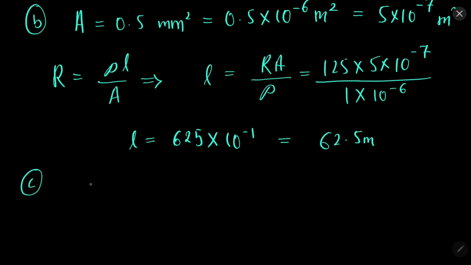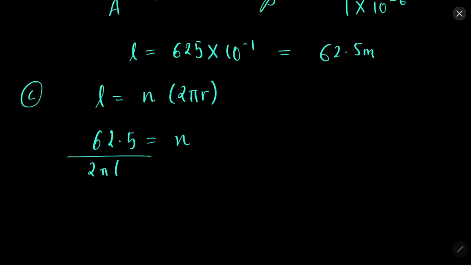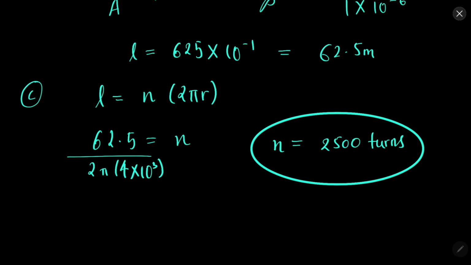Next part, now we know that the total length will be equal to number of turns into the circumference. Okay, so 62.5 equal to n into 2 pi r, radius is given as 4 into 10 to the power minus 3. So n will come out to be approximately 2500 turns. So this many turns are there.